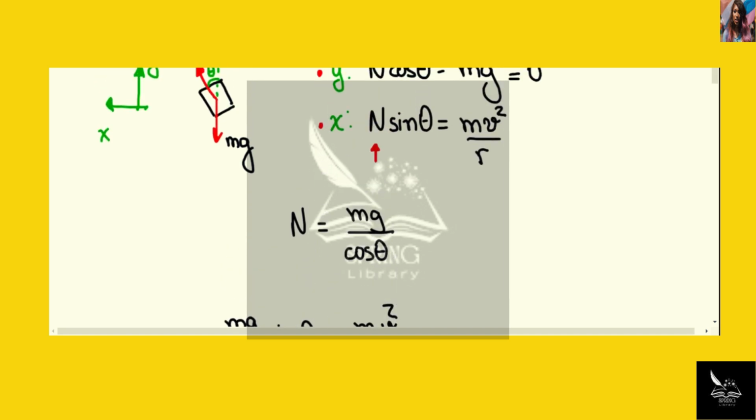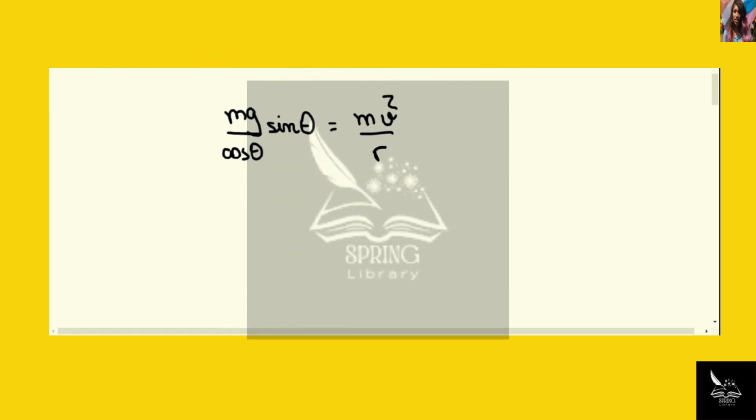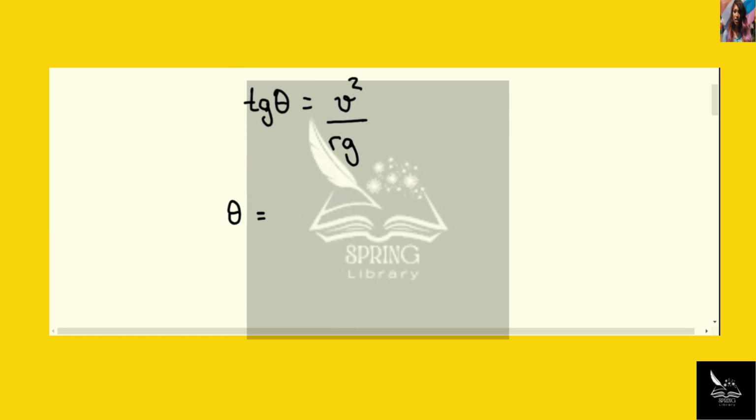So our goal is to find theta. I may have said that the goal is to find r. I'm sorry for that. Actually, the goal is to find what is the value of theta. We already have the value of r. So notice that the tangent of theta is equal to v squared divided by rg. So theta is equal to the arc tangent of v squared divided by rg.